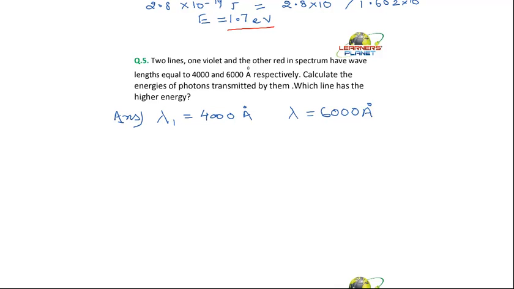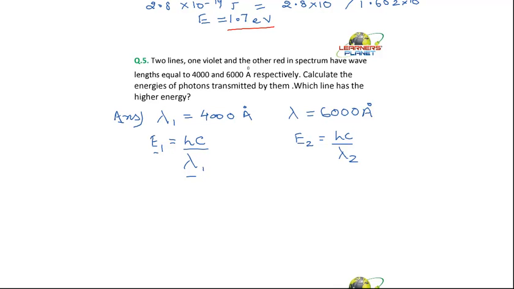Now how will you find out the energy? Do you need to do the calculations? First of all, find out E1 is equal to hc by lambda 1 and E2 is equal to hc by lambda 2. Now here I'll tell you, there is no need to do the complete calculation, students. You just check from here that your energy is inversely proportional to the wavelength.